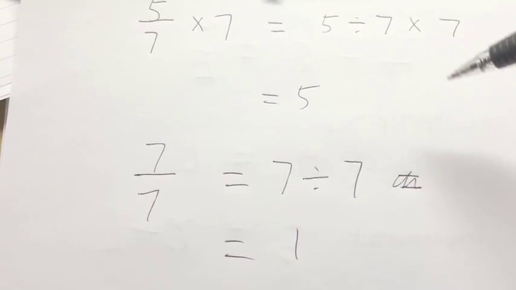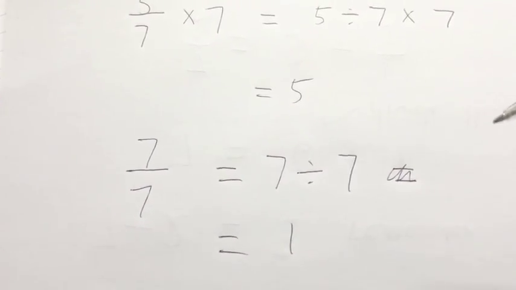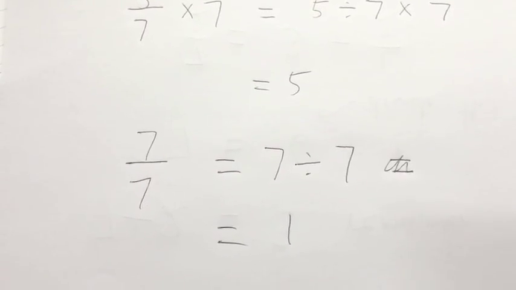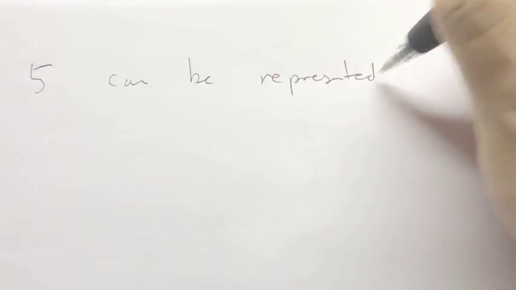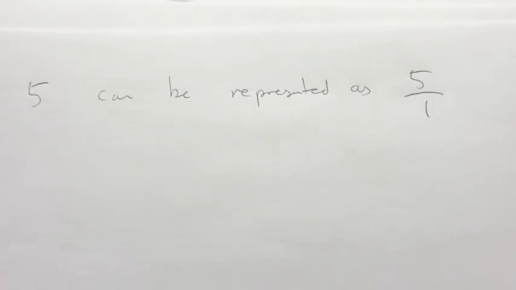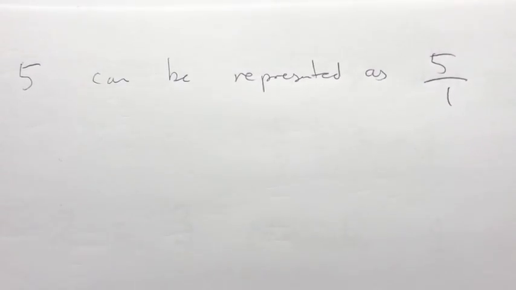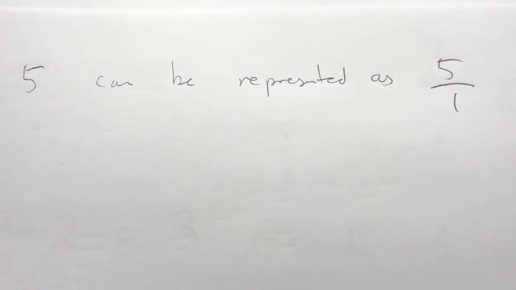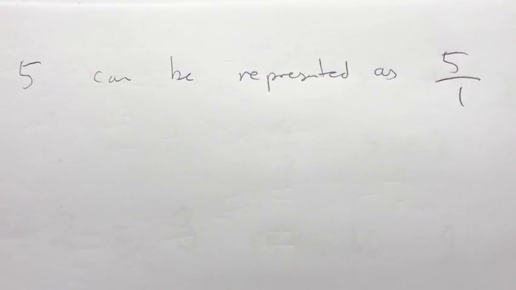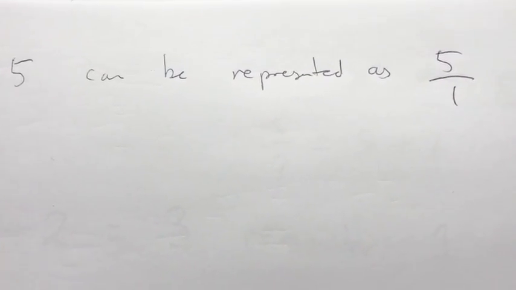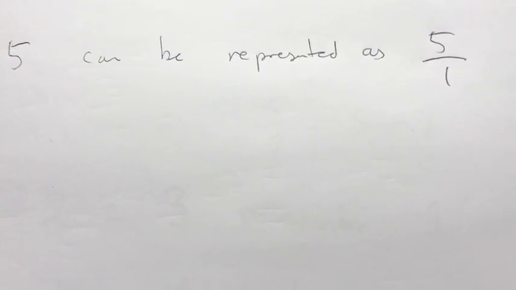We've shown that for 5 and 7, but I want to extrapolate for all numbers. So we can represent every whole number as a fraction. So 5 can be represented as 5 over 1. That's just because anything divided by 1 is just the same. So fractions are able to represent all the numbers that you know so far, and all these other non-whole numbers that we don't know yet, but we're trying to understand. And can you see how if we could just understand the ones where the numerator is smaller than the denominator, it'll be enough?